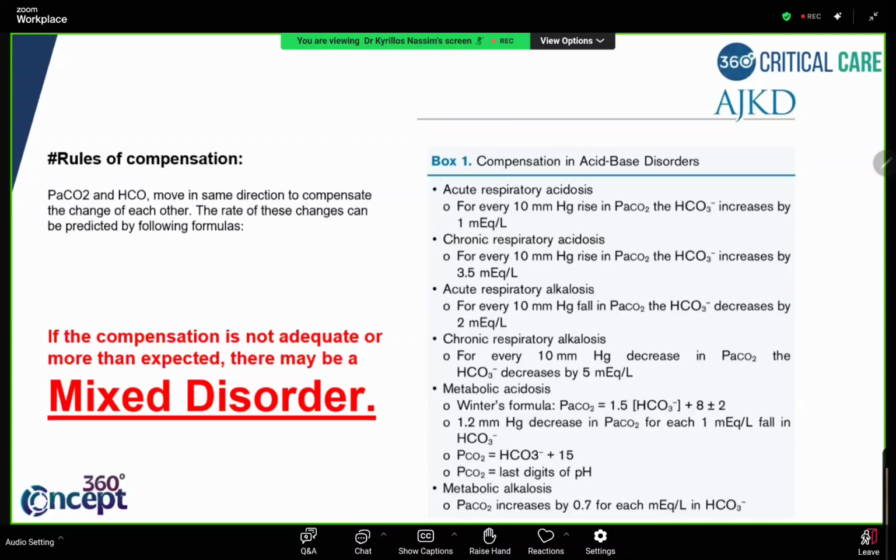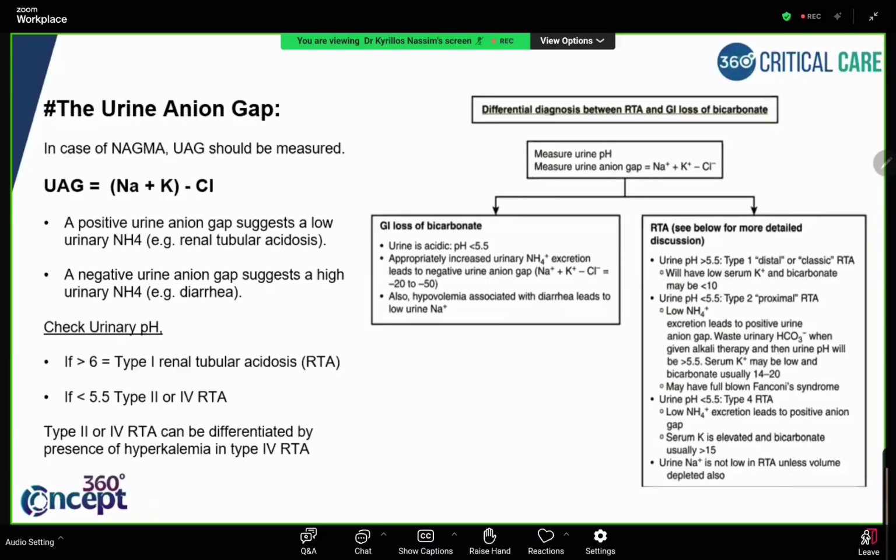And you must know a golden and high yield phrase, which is if the compensation is not adequate or more than expected, this is a mixed disorder for 100%. If you calculated the expected CO2 or the expected bicarb and it is not adequate or more than expected, it's a mixed disorder. So we can go to the next slide about the urine anion gap.